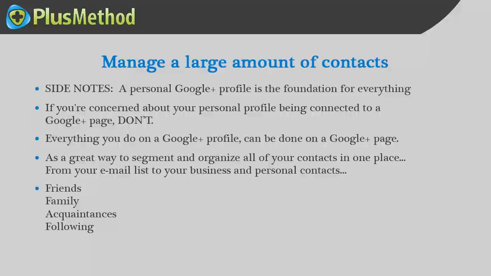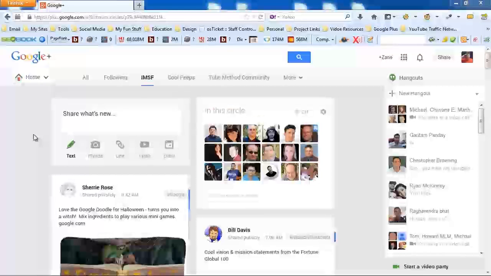Now, friends, family, and acquaintances are pretty obvious. Add family members to the family circle, friends to the friend circle, and acquaintances to the acquaintances circle. Now, the following circle is pretty much exactly what it looks like too. If there's a person or page on Google Plus whose posts you want to keep up to date on, put them in the following circle.